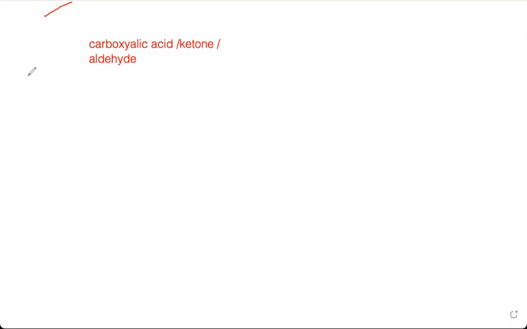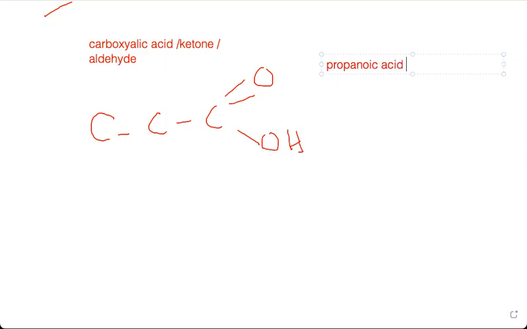I'll tell you the structures together because now I hope you have a strong grip on the structures, sorry, the skeletal formula. So let's do some chains, naming of the chain first. See, this is carbon, one more carbon, O and OH. This is 3 carbon, propanoic acid. This is carboxylic acid, propanoic acid.